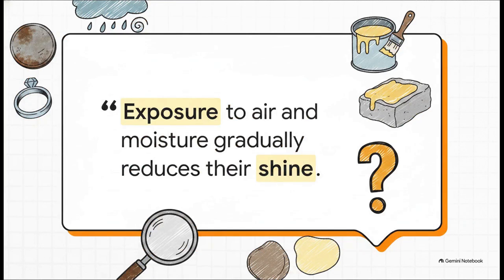But here is a really surprising fact for our detectives. Exposure to air and moisture gradually reduces their shine. Just because something is dull doesn't necessarily mean it isn't metal. Metals can actually tarnish and lose their shine just from sitting out in the environment. And on the flip side, some non-metallic materials can be painted or polished to look super shiny. So while appearance is a fantastic first clue, it's not exactly a foolproof identifier all on its own.